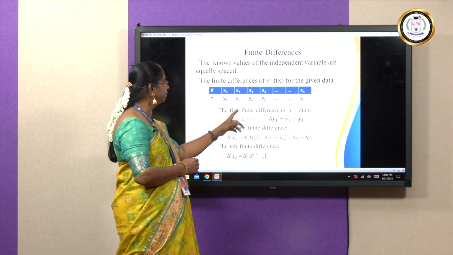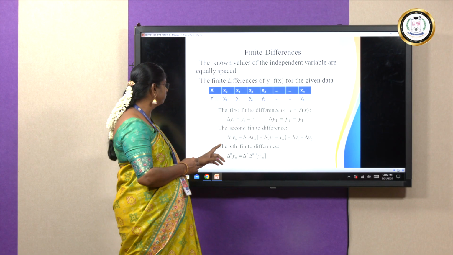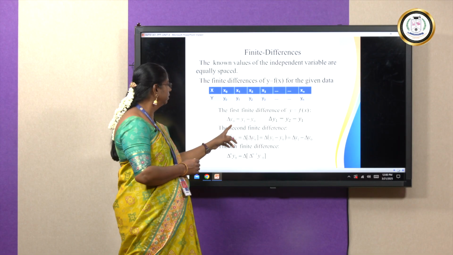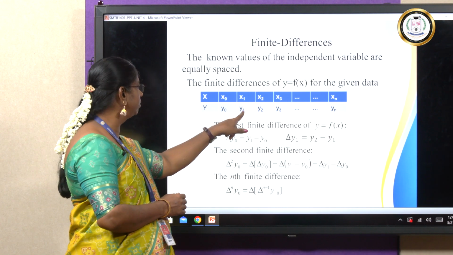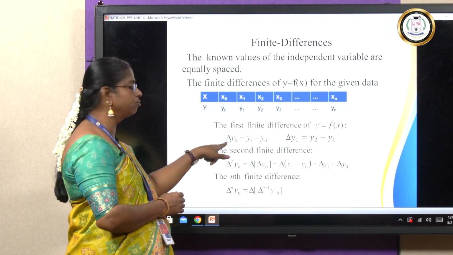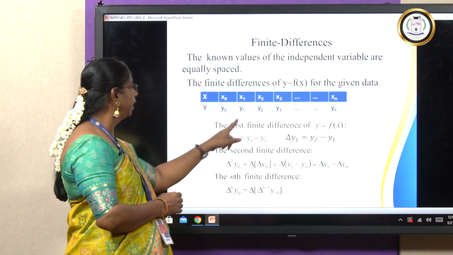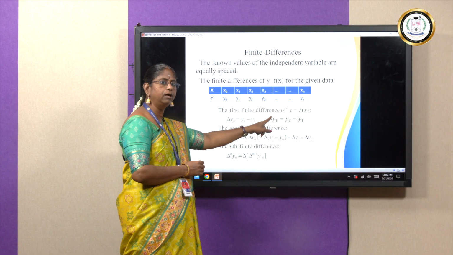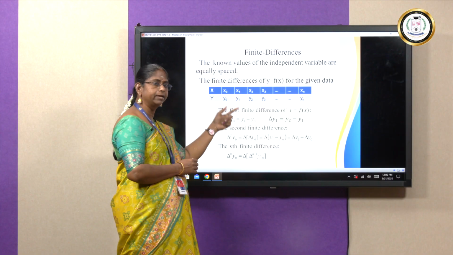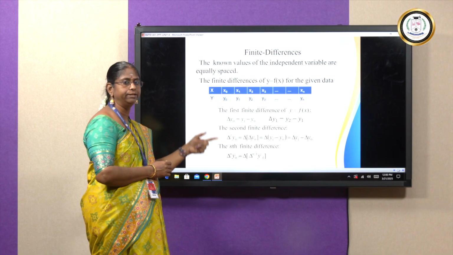Now the first finite difference of y is defined like delta y naught, that is equal to y1 minus y naught. So we are taking these two elements. So you find the difference between y1 and y naught. So that is my delta y naught. And if I take y2 and y1, that gives you delta y1. So similarly, I can find out all the first differences.